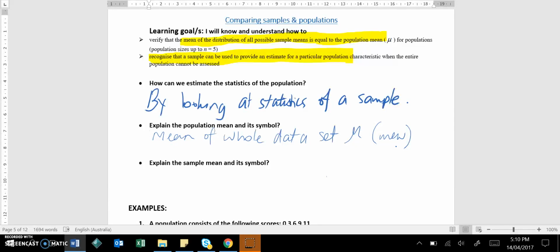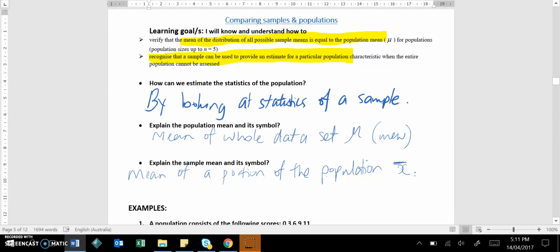The sample mean, however, is just the mean of a sample or a portion, so the mean of a portion or a part of the population. So obviously you wouldn't be taking every single score, but just a sample. And the sample mean is X bar. So that means sample mean. So that's one we're kind of used to finding.